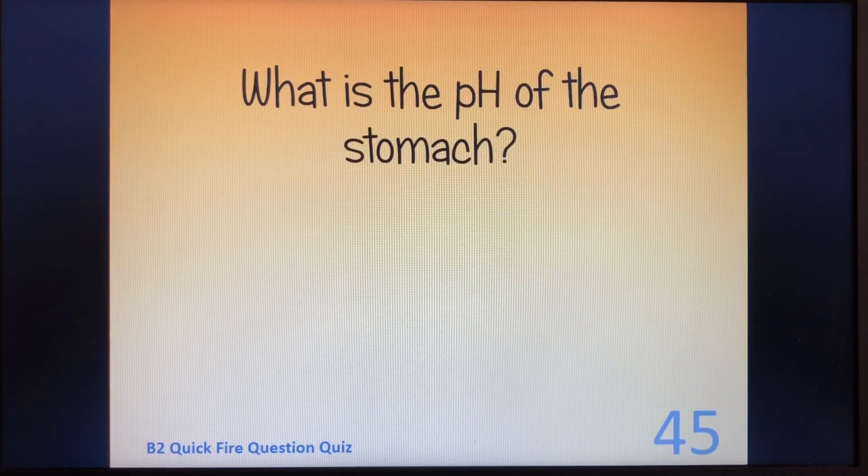Question 45. What is the pH of the stomach? And the answer is pH 2. The stomach has a mucus lining, and if you get a hole in that mucus lining, then the acid from the stomach, the hydrochloric acid, can attack the wall of the stomach, causing a stomach ulcer.